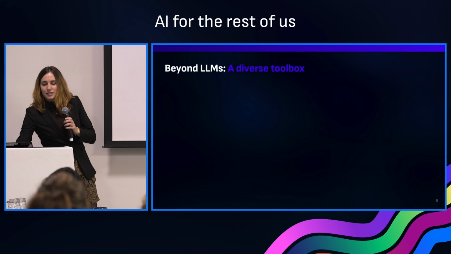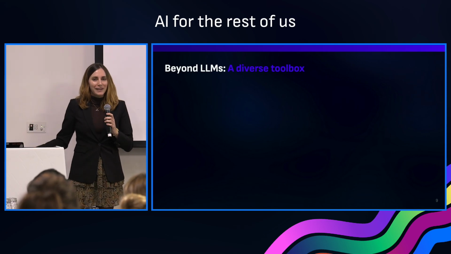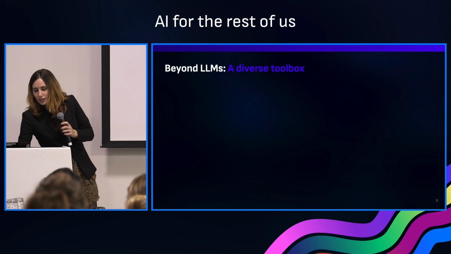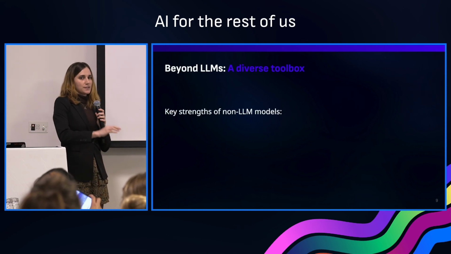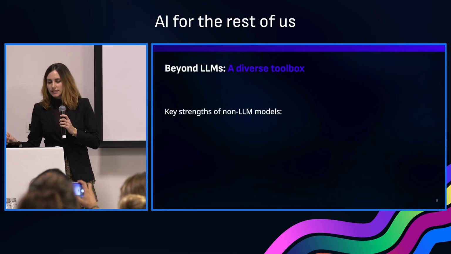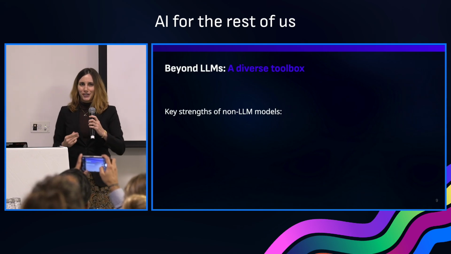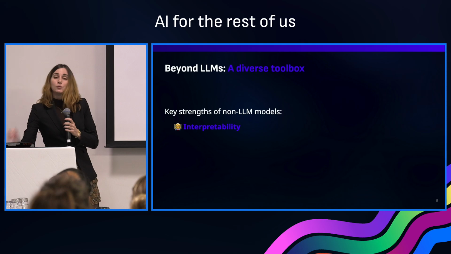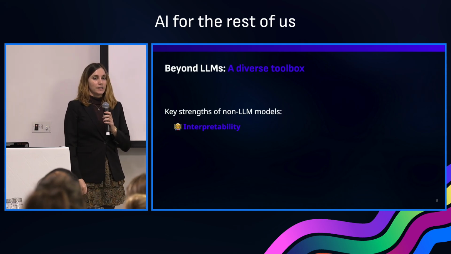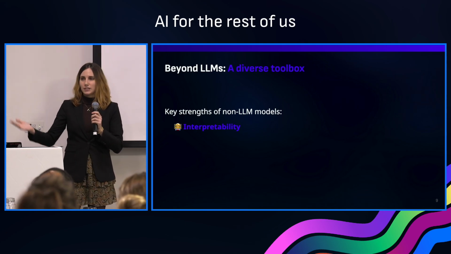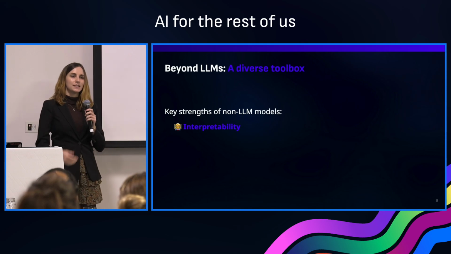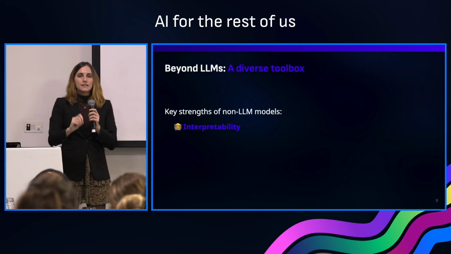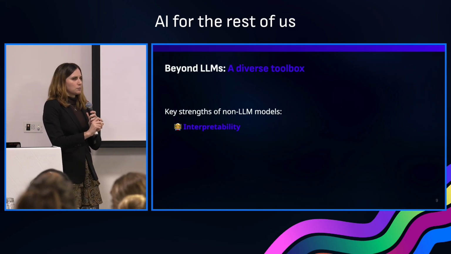So there are so many machine learning models out there that are not LLMs. And the key strengths of those non-LLM models, and it's kind of a repetition of the disadvantages of the misuse of LLMs, is, so one of them is interpretability. Right? As we've heard from Rachel Lee, from Anand, from all our other great speakers, we give it some input and we get some output, but this output is not necessarily predictable, right?